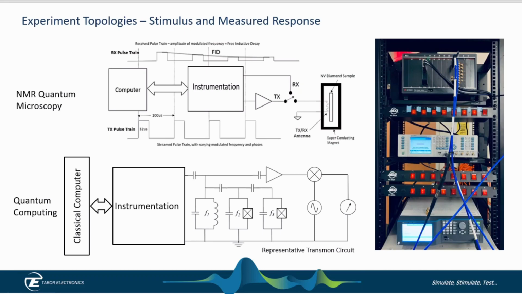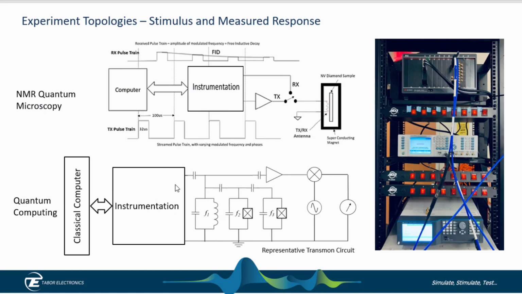Taking a detailed look at some of these experiment topologies, I've got two here, the NMR and the quantum computing. And you can see from the previous example, we've got a computer or a classical computer. We have some instrumentation. In the case of NMR, we want to generate a set of pulses, and then we want to measure the reflected pulses and produce a free inductive decay curve, which you can see there. In terms of a quantum computer, we want to do resonance measurements. They're both resonance measurements, actually.